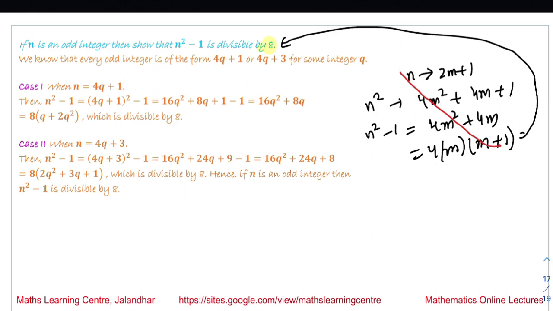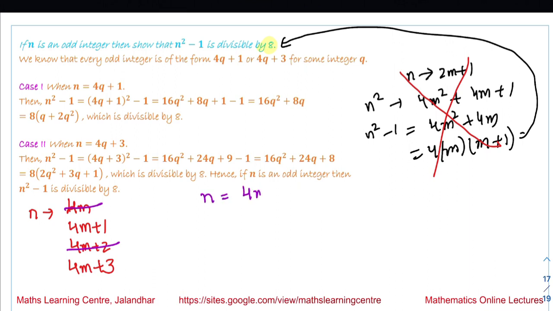So in place of writing this form, suppose we take the divisibility of n with 4. So n can have the values 4m, 4m plus 1, 4m plus 2, and 4m plus 3. Now it is given that n is an odd integer, which means that 4m and 4m plus 2 are not possible. So there are two cases over here. Either n is of the form 4m plus 1, or n is of the form 4m plus 3.